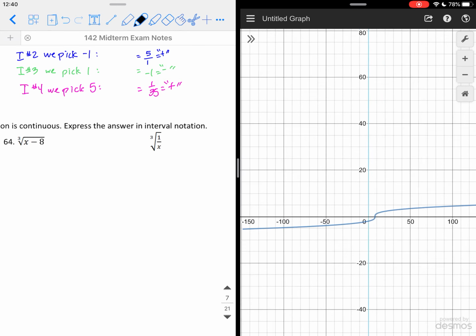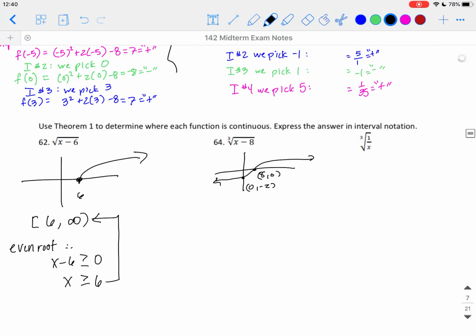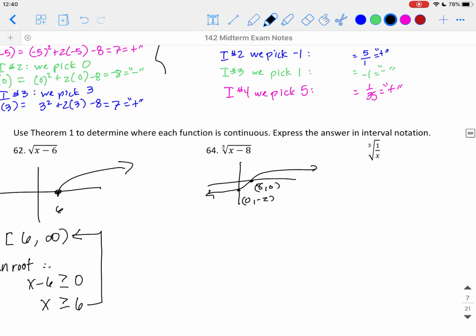So let me do a quick little sketch. And those points, I guess, are important: 8, 0, and 0, negative 2. So it's not going to be to scale. But this one is 8, 0, and this one is 0, negative 2. So it's always continuous. So my answer is going to be from negative infinity to positive infinity. Or I can say that x is just an element of all the real numbers. So it's like a weird R.